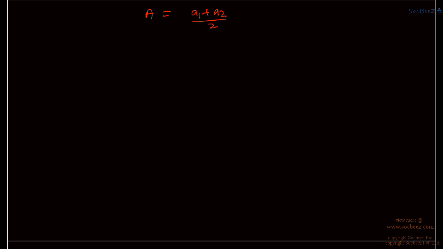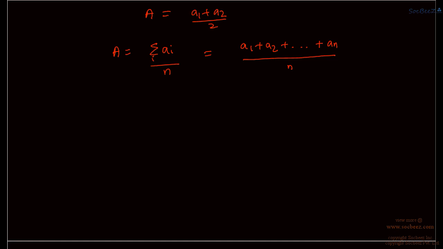So, let's generalize this for an n-term progression, in which case A is given by sigma ai over n. Let's suppose there are n terms. Sigma ai is nothing but the summation, so it's nothing but a1 plus a2, like this till an, by n. You just add the n terms and divide by the number of terms, that is n. So this is how you obtain the arithmetic mean, right?